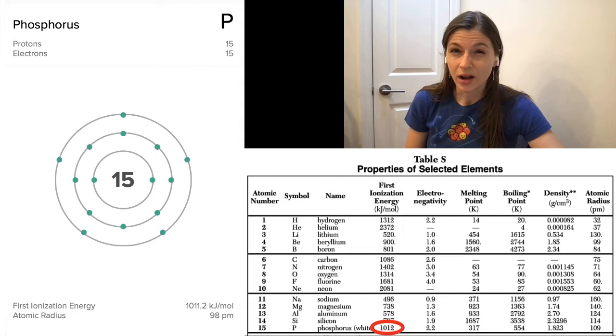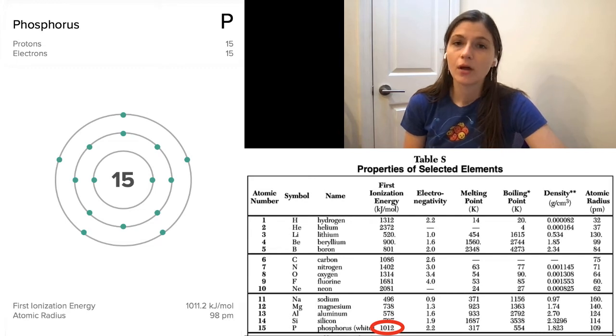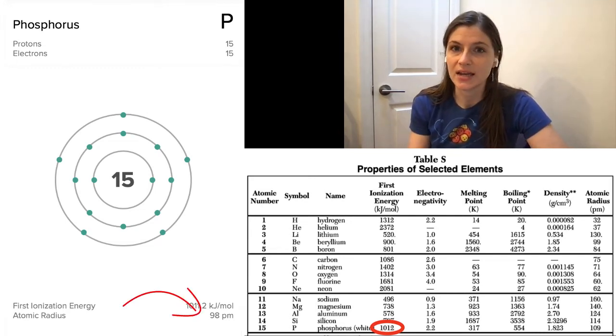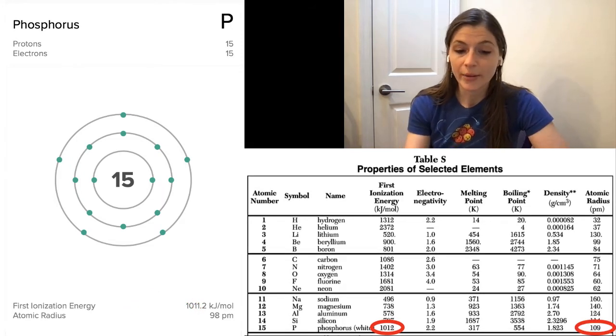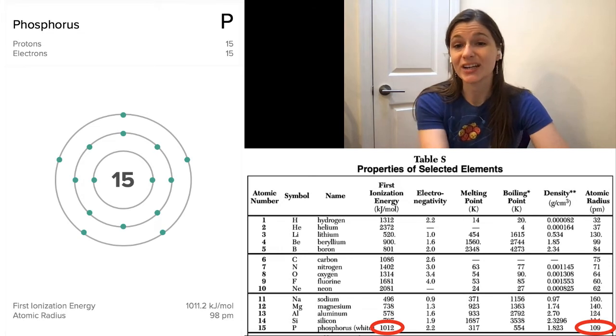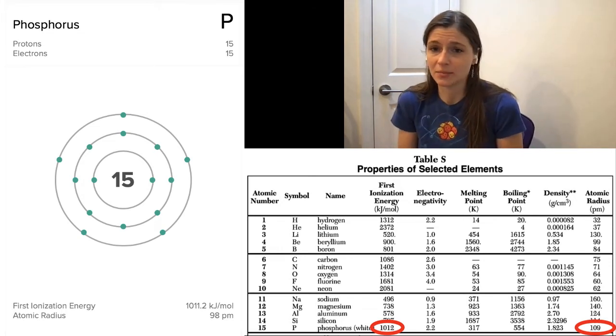Atomic radius can be a little bit more dramatic in terms of the difference, but it won't make a difference in the trends that you see. So for example, phosphorus on the simulation has an atomic radius listed as 98 picometers. And if you look at table S, your atomic radius for phosphorus is listed as 109 picometers, right? So 109 is pretty different from 98 picometers.